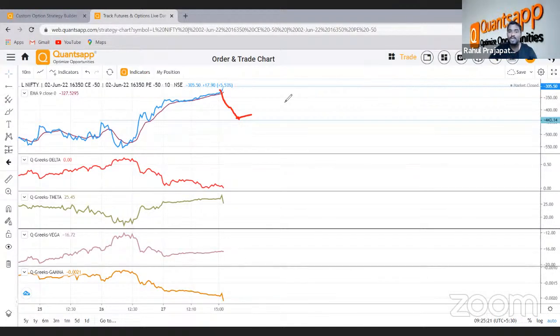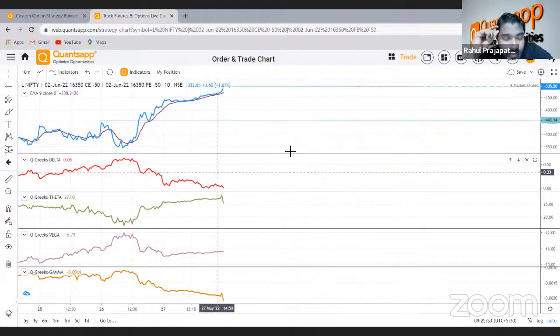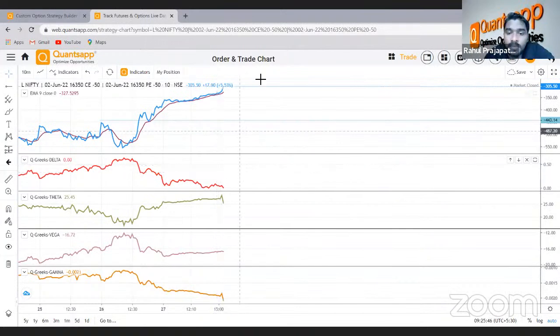Whatever strategy you create, right? Okay. You should check the Greeks and all those things first. You should be aware of the structure of your strategy, and then you can define your target and stop losses.